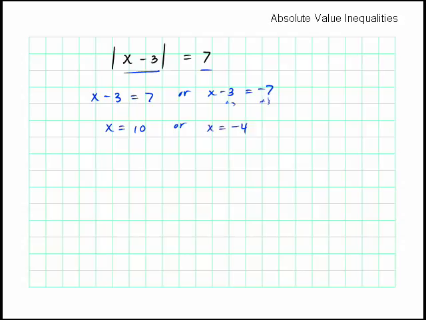And you could easily check these that they're going to work. If I plug 10 into the original, 10 minus 3 is 7, absolute value is 7. But negative 4 also works. If I plug a negative 4 right in there, negative 4 minus 3 is a negative 7. You take its absolute value, you get 7. So two solutions. If you want to write it in set notation, the two solutions would be negative 4 and a positive 10.